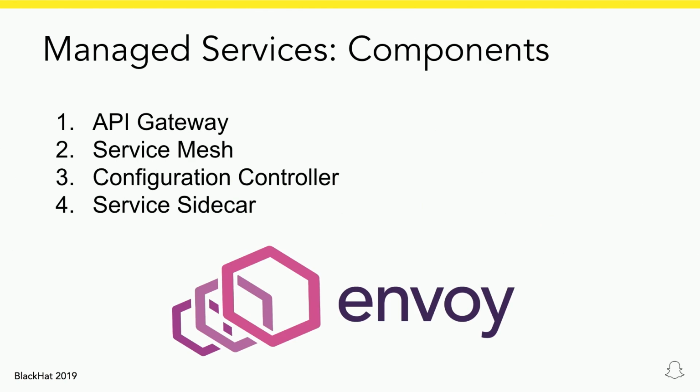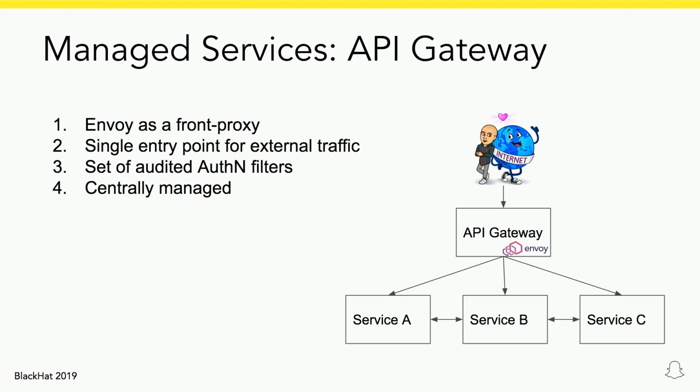So the components here to build this out, we have an API gateway. That's our front proxy. We have a service mesh. That's where all the services live and communicate with each other. We have a central configuration controller that's managing how everything is routed, authenticated, et cetera. And it's the command and control center for developers to configure things. And we have a service sidecar that allows the service mesh to work appropriately. Most of this is working with the help of Envoy. Envoy is a proxy first created by Lyft and now is an open source proxy.